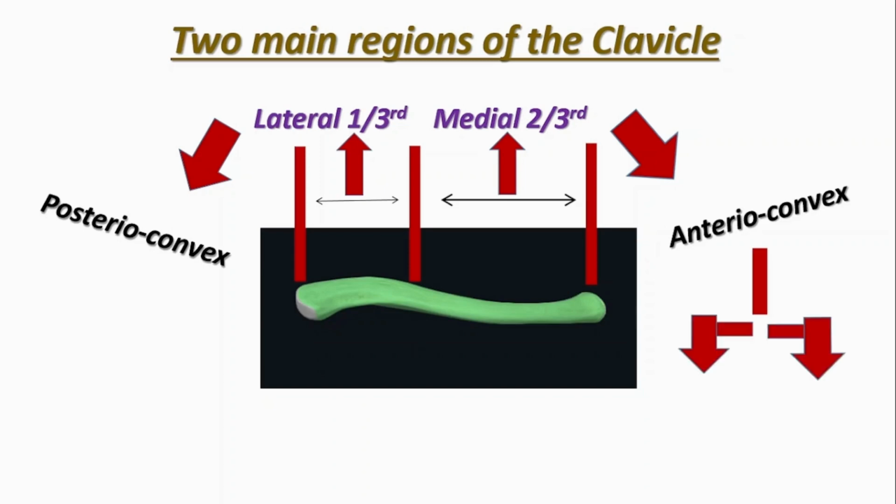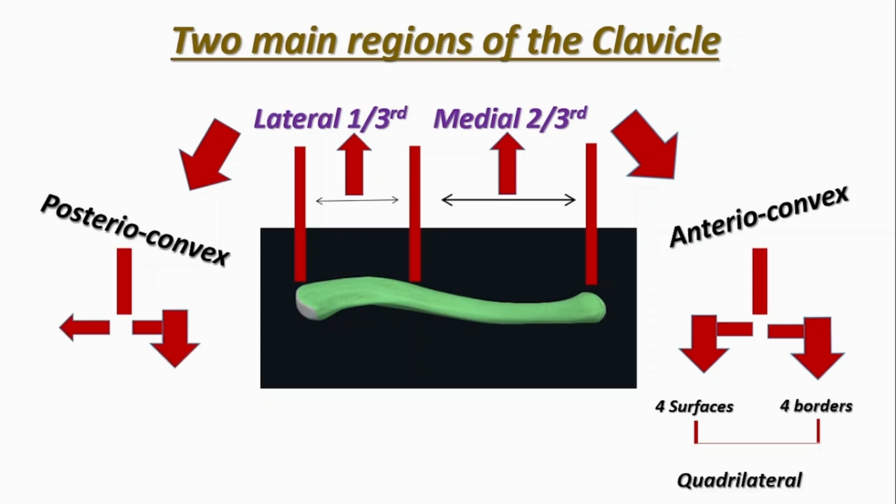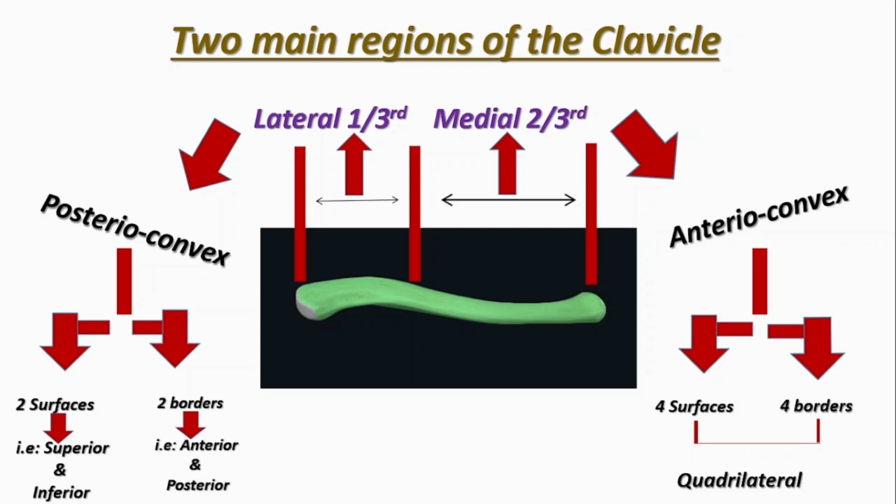Similarly, the anterior convex part has four surfaces and four borders. Medial 2/3 has four surfaces and four borders. So we call it the quadrilateral end of the clavicle. On the other hand, the posterior convex part has two surfaces, that is superior and inferior, and two borders, that is anterior and posterior. So we say that the posterior convex or lateral 1/3 part of the clavicle is flat.